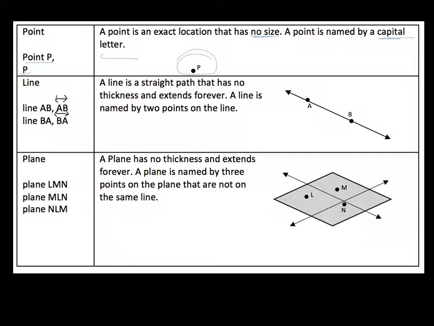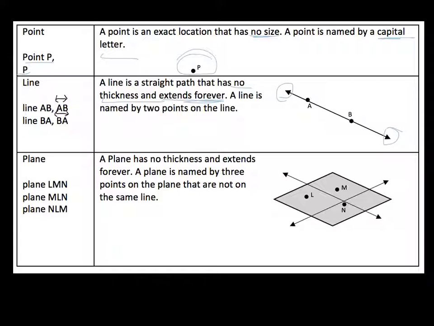Okay, then we have a line. A line is a straight path that has no thickness. So again, we draw a line with a thickness, but really it has no thickness. And it extends forever. That is a line. So we signify that by drawing two arrows on the end to show that that line goes on forever.